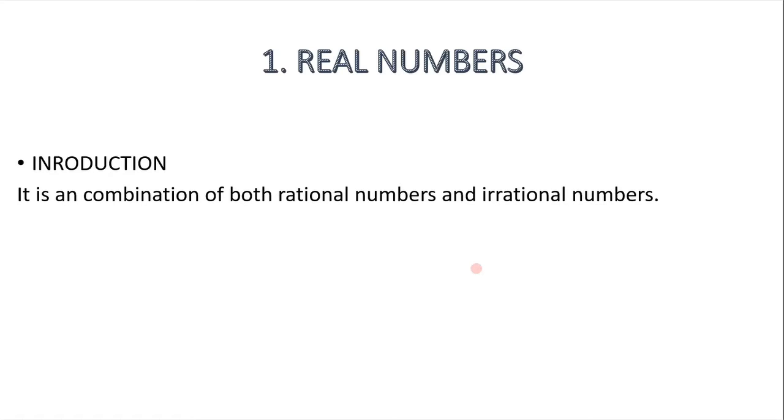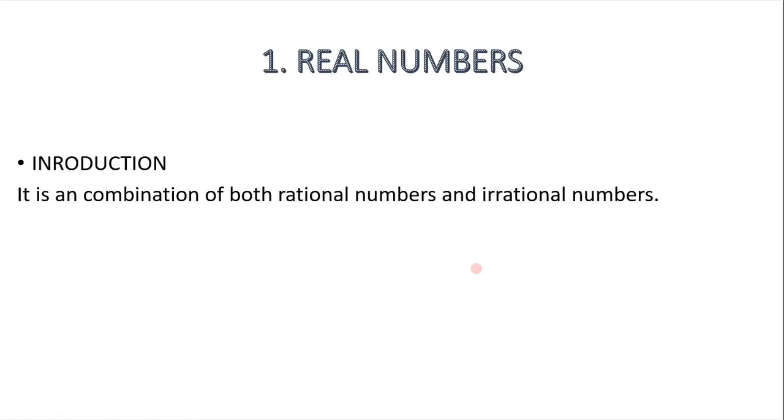Okay, what are irrational numbers? Irrational numbers are the numbers which cannot be written in the form of p by q or fractional format, right? So examples for irrational numbers are pi, root 2, 0.1222, and so on.